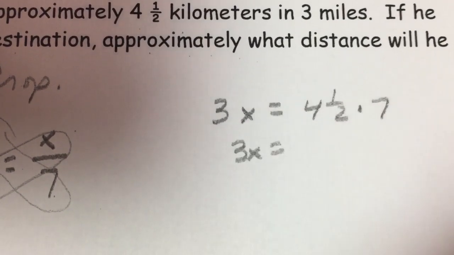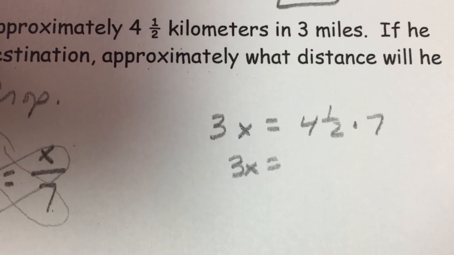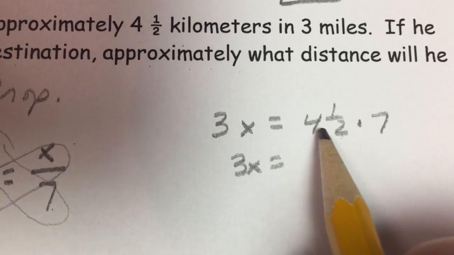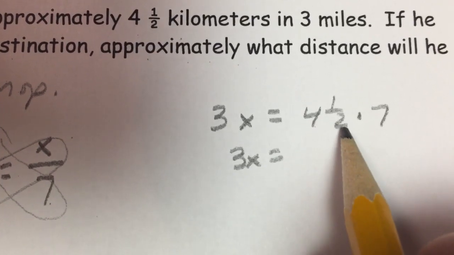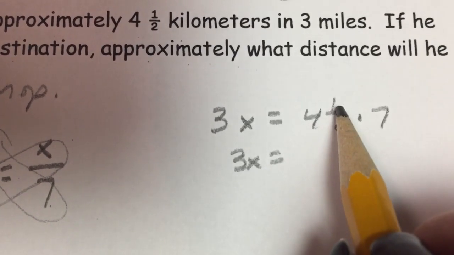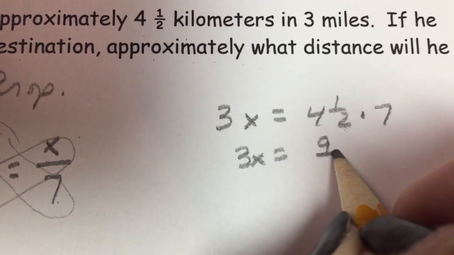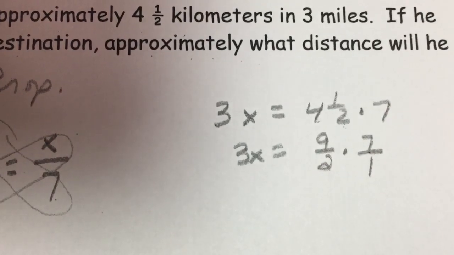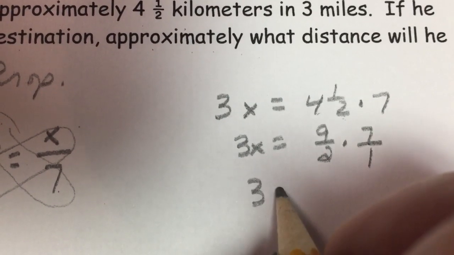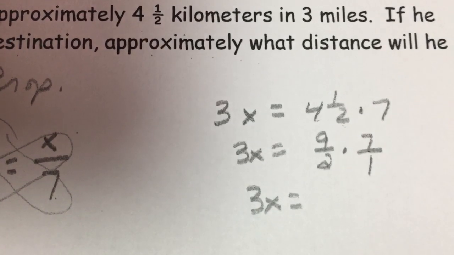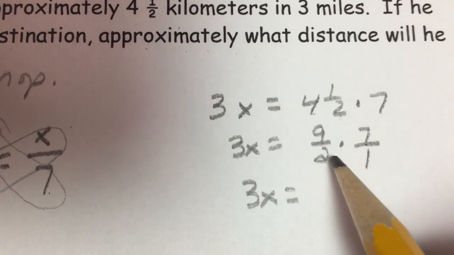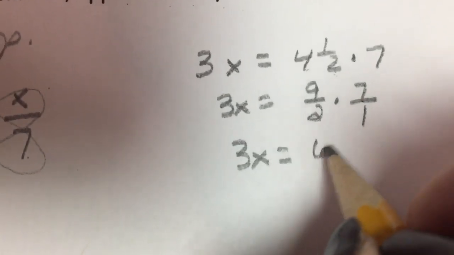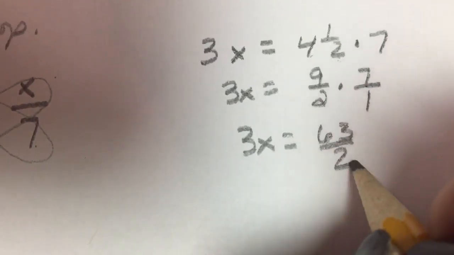We don't do this section because they expect you to remember how to do it from other classes, but if I'm going to multiply these 2 numbers together, I have to change this to an improper fraction. 2 times 4 is 8, plus 1 is 9, so that's 9 over 2 times 7 over 1, because I need to multiply. Is there anything that cancels over here? I don't see anything. So if I multiply straight across, I'm going to get 63 over 2.